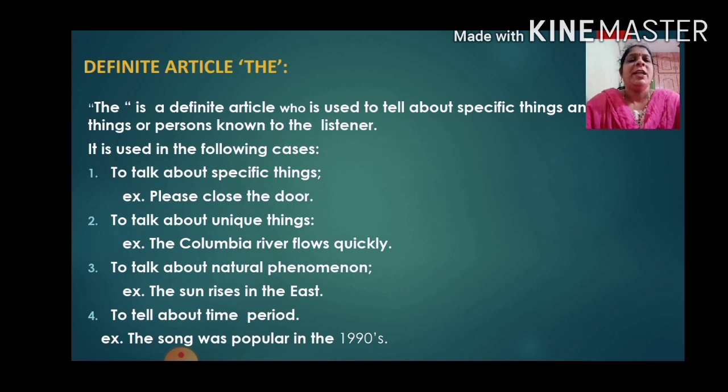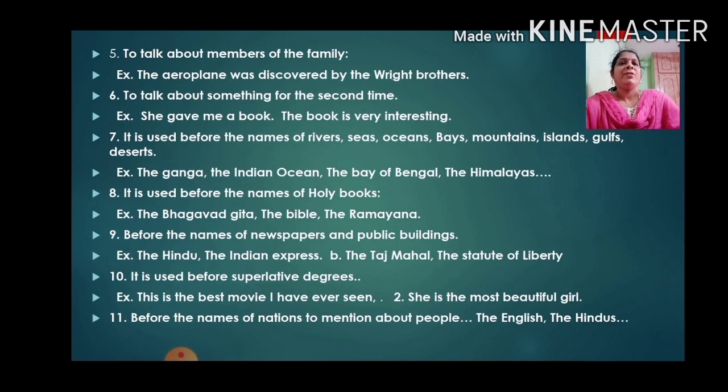Next one. To tell about time period. The song was popular in the 1990s. So it's a time period. In such cases, we use the definite article the. Next one. To talk about members of the family. Examples like, the aeroplane was discovered by the Wright brothers. The Wright brothers are the family. Before the family members, we use the definite article the.